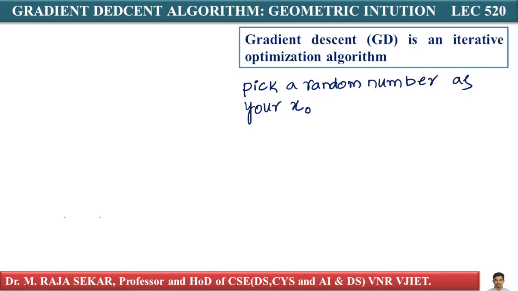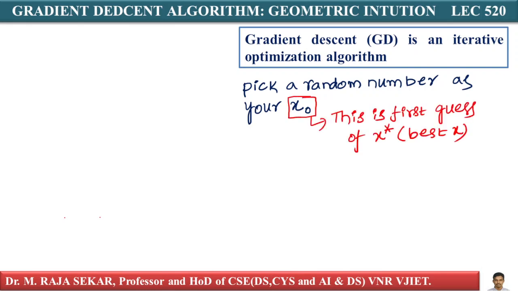What is your x star? X star is your best x. Let me repeat. Pick a random number as your x naught. This x naught is your first guess of x star. What is x star? It's your best x, isn't it?